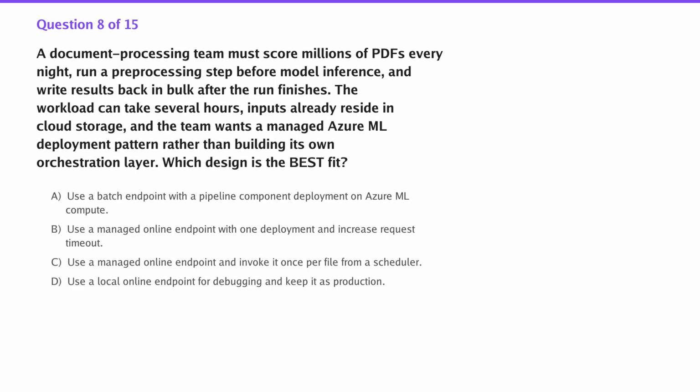Option C, use a managed online endpoint and invoke it once per file from a scheduler. Option D, use a local online endpoint for debugging and keep it as production. The correct answer is option A, use a batch endpoint with a pipeline component deployment on Azure ML Compute.